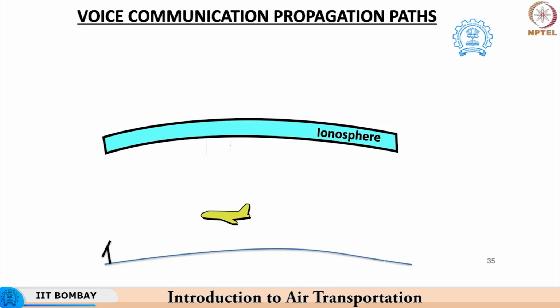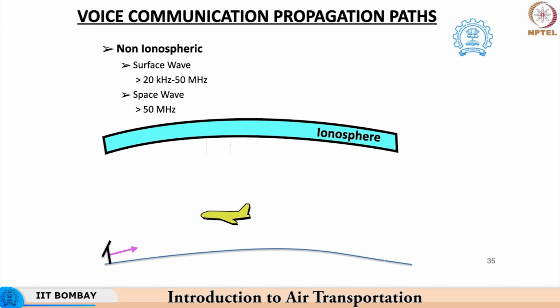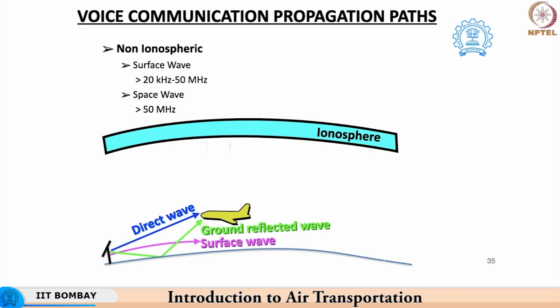So there are various ways by which voice communication can happen. First is called the non-ionospheric path or non-ionospheric communication, which makes use of two types of waves. One is called the surface wave and the second one is called the space wave. The surface waves are the waves that follow the path of the aircraft, whereas the space waves are the ones that reach the aircraft in a direct fashion or in an indirect fashion through reflection from the ground.